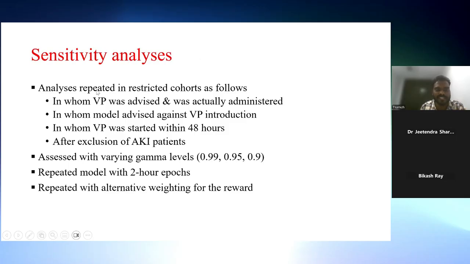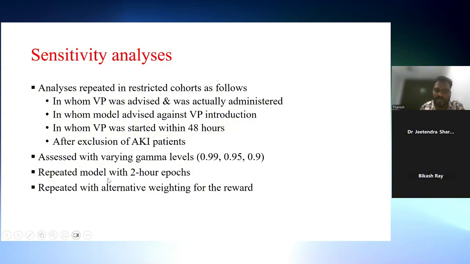On the sensitivity analysis, they've done it in restricted cohorts, like in 4 groups. One in which vasopressin was advised and was actually started, and one in whom it was advised against vasopressin initiation. They excluded AKI patients in one cohort, and also checked the analysis in whom vasopressin was started within 48 hours. Apart from these restricted cohorts, they also assessed the values with varying gamma levels, like 0.9 to 0.95 and then 0.9.